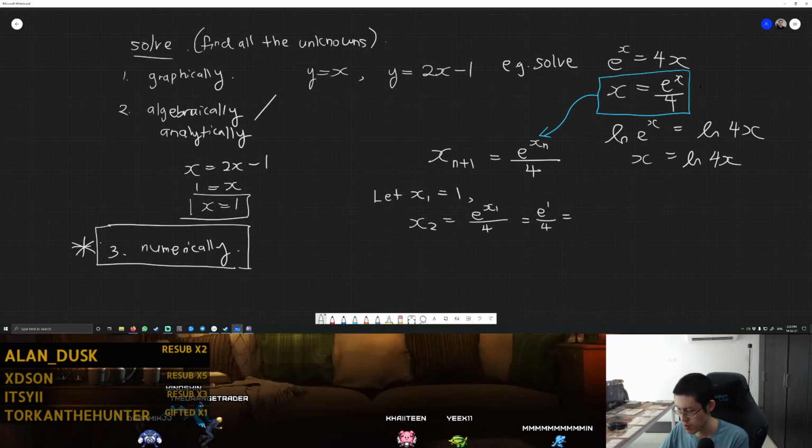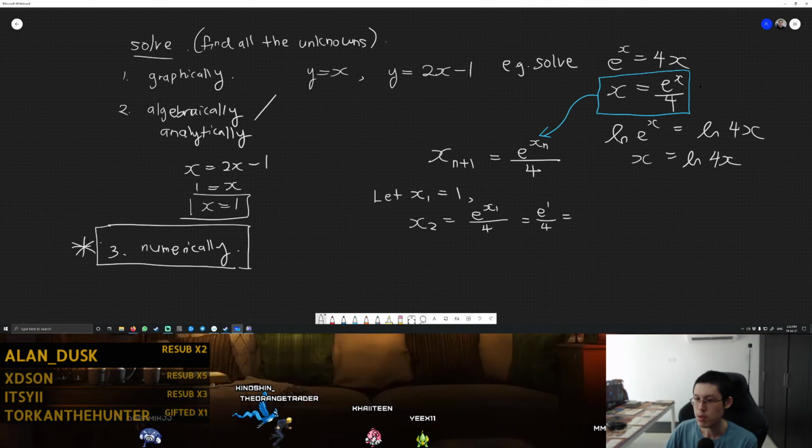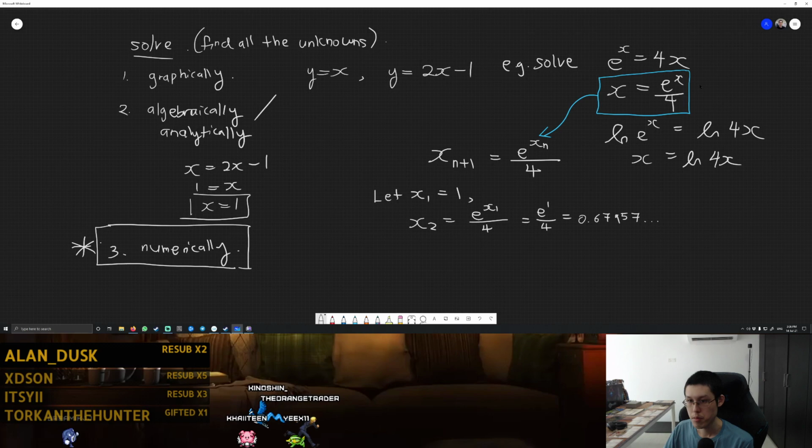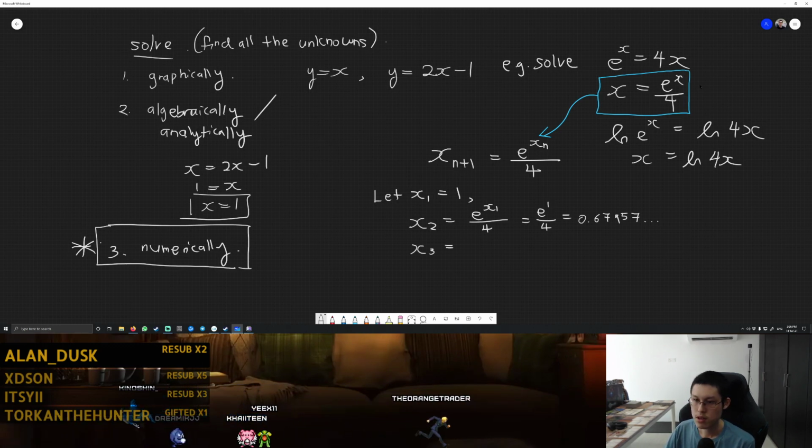E over 4. Okay, and then you would get 0.67957 dot dot dot. And then you're gonna try to find x3 now. So x3 is gonna be e^x2 over 4.